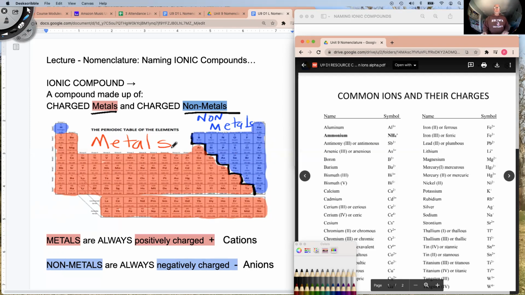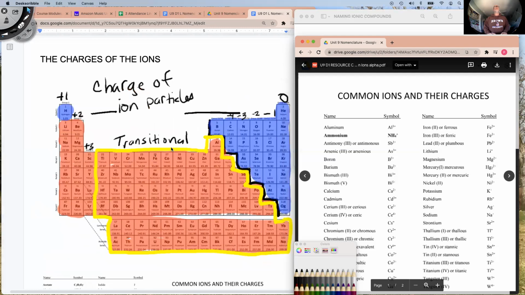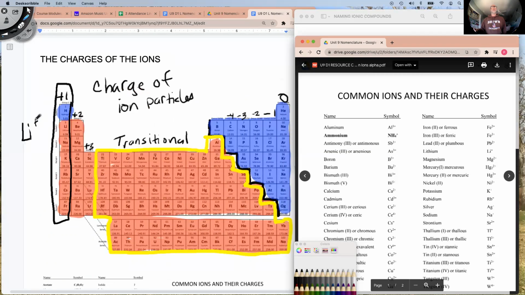All right, so let's take a quick look at their charges, because this is an important idea in this unit. So we've talked about the charges of ions before because we've had to build very rudimentary compounds. This is group 1 right here. In group 1, every single element in there is going to be a +1 charge. So lithium is going to be a 1+ charge. Potassium is going to be a 1+ charge. Francium is going to be a 1+ charge.